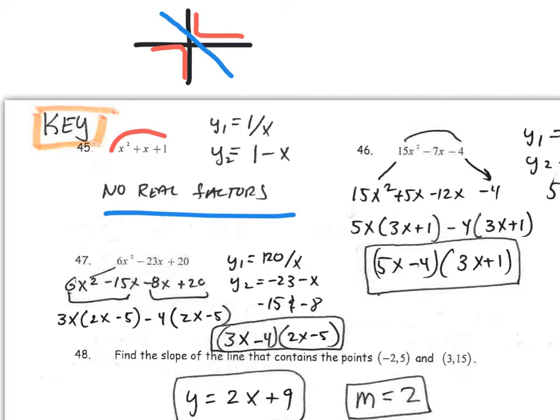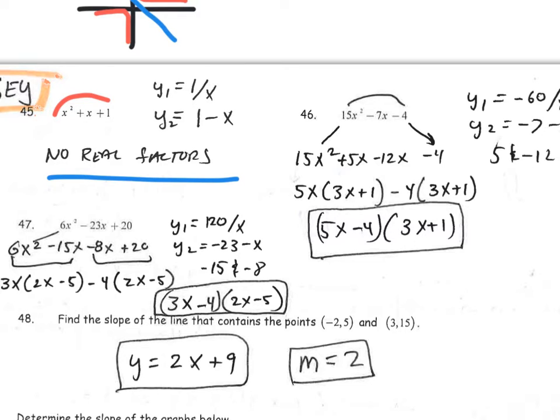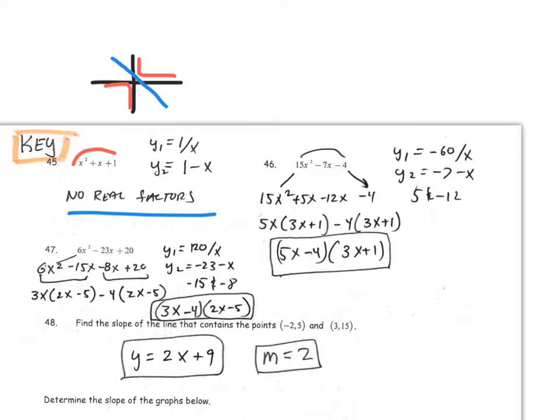46. This is a harder one. 46 and 47 are what teachers or students would consider harder because the leading coefficient is not 1. But using the technique we've just done with a calculator and factor by grouping, this is no harder than any of the others. It's just bigger numbers. Bigger numbers doesn't mean it's harder with the calculator.